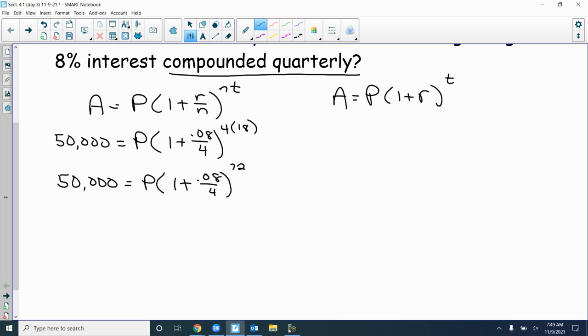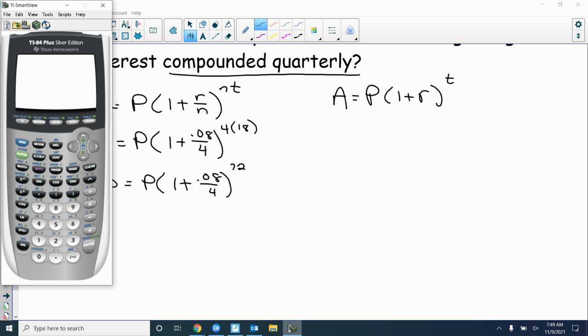One thing you don't want to do is round off. So you got to be careful on that. You're just going to keep that whole thing in there. Even if you do 1 plus 0.08 divided by 4, that worked out to be nice, to the 72nd power, you can't round it off to 4.16 or anything like that. You got to keep it exact.